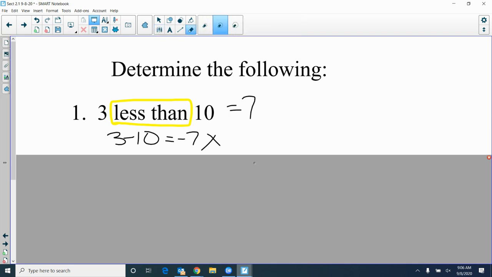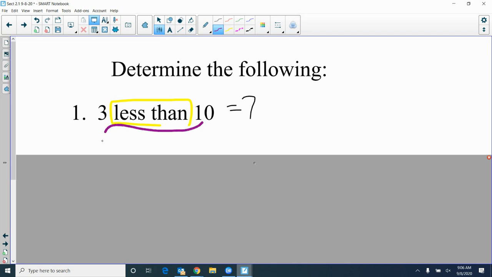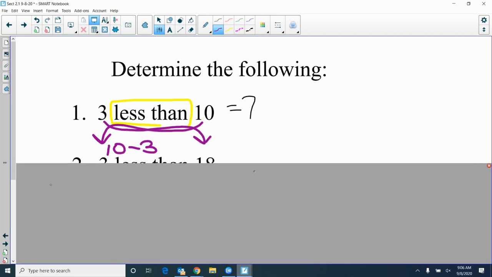All that means is the number that comes second needs to go first, okay? So it becomes 10 minus 3. Like if I ask Christian, what is 1 less than 5? 4. Mathematically, I get that by doing 5 minus 1, right? We're going to show you more phrases. This is the only one where you have to reverse it, okay?